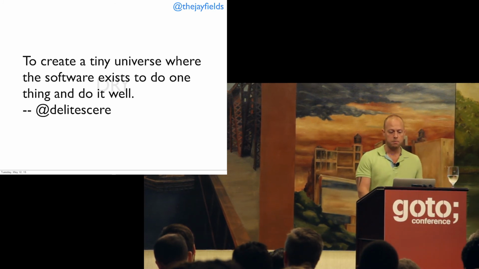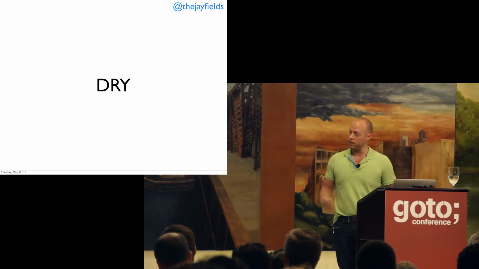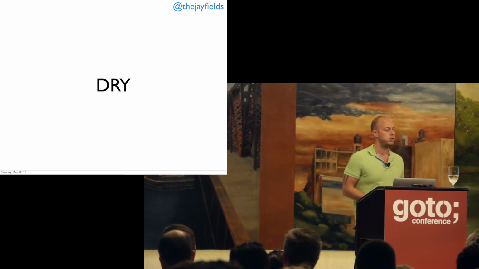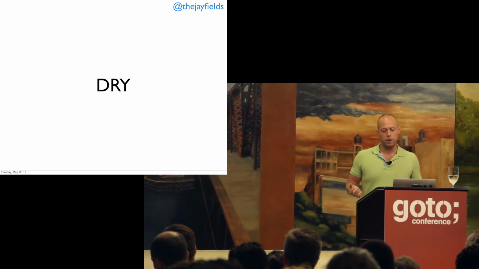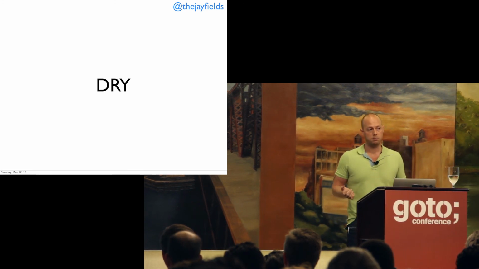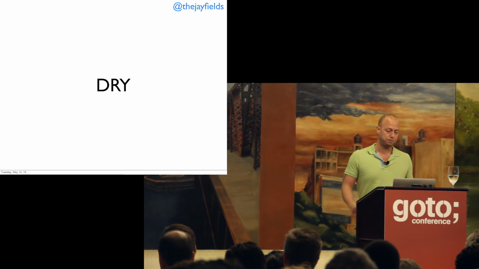So we're going to keep that in mind, and we're going to think about how we can still have a tiny universe, but also we can apply DRY. It's not like we should just throw DRY out the window. It's valuable, but how does it apply to testing? It's maybe not the same as production code.